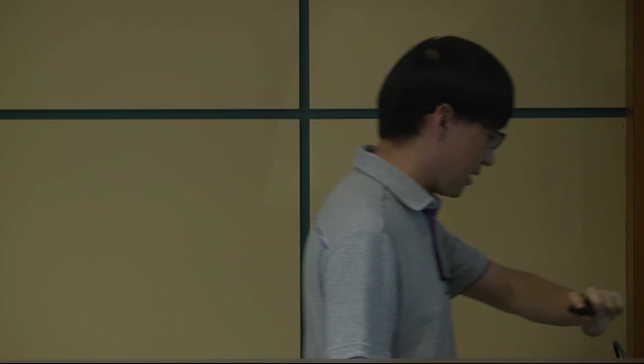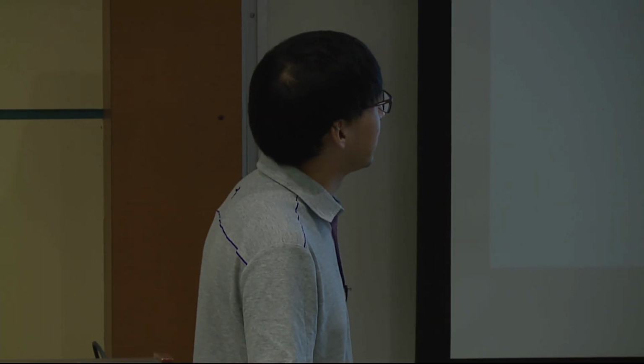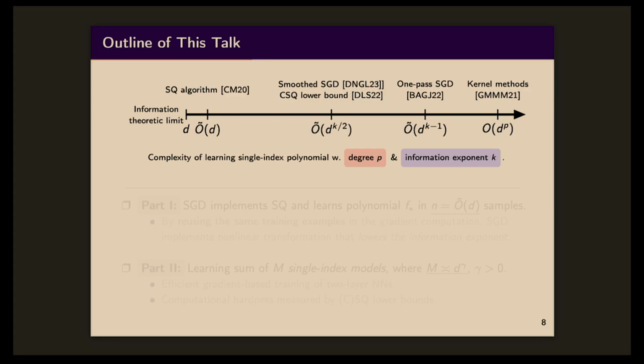Okay, all right, so just to sum up, this is where we're currently at. To learn a single index model with degree p and information exponent k, for a kernel model we need d to the p samples, so this is bad. And if we do one pass SGD, this is a result by Ben Arous et al., then the sufficient sample complexity is d to the k minus 1, where k is the information exponent.